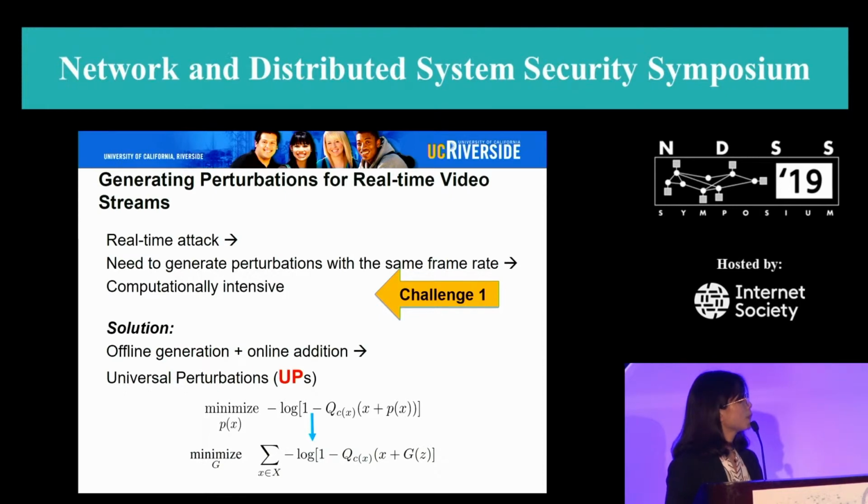To realize this, instead of minimizing the cross entropy loss over one video clip, we minimize the sum of the cross entropy loss over all the training data. And here we use a generative model. We use g of z to represent the function of our generator.